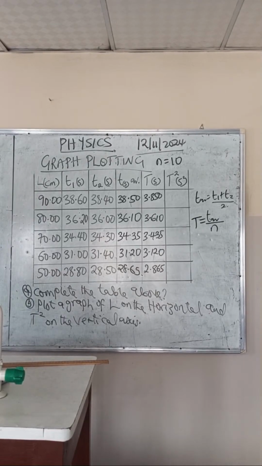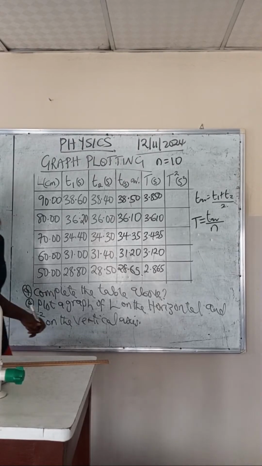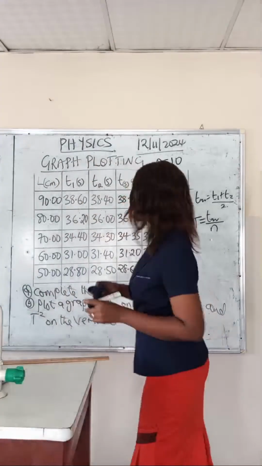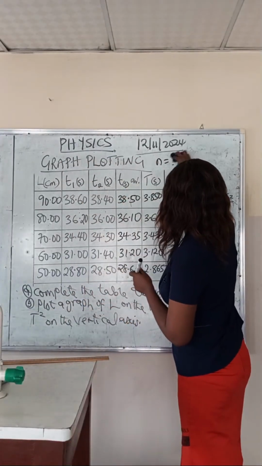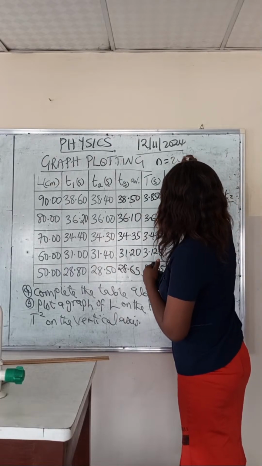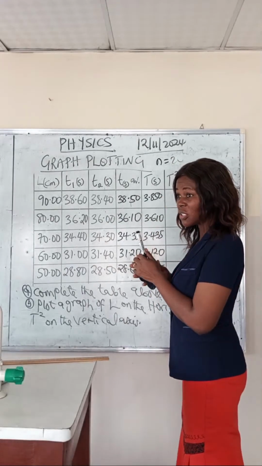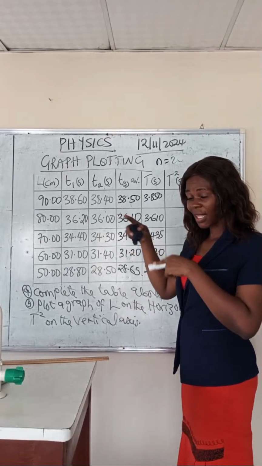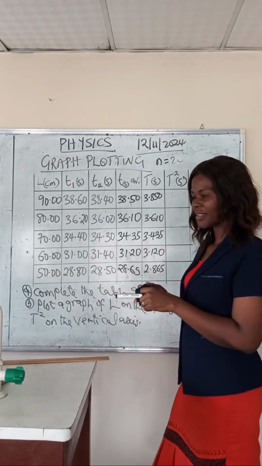As they have 3.850, square. What do you have? 14.8225. No, it's too high. So let me make n to be 20. Okay? The value is too high, because I want to get something at the end of the day.